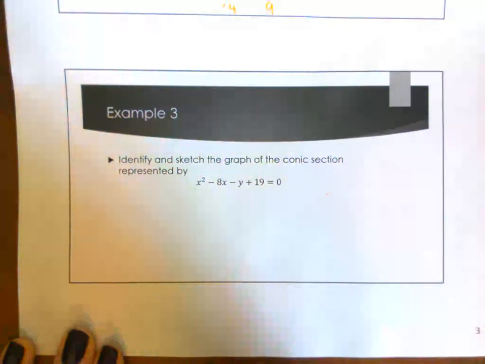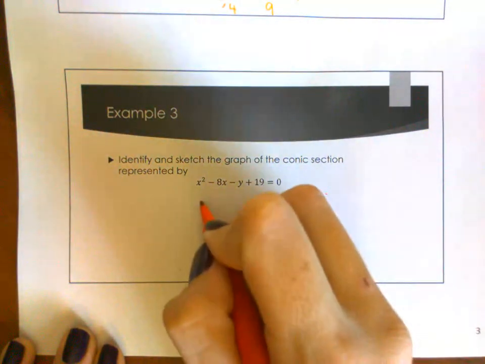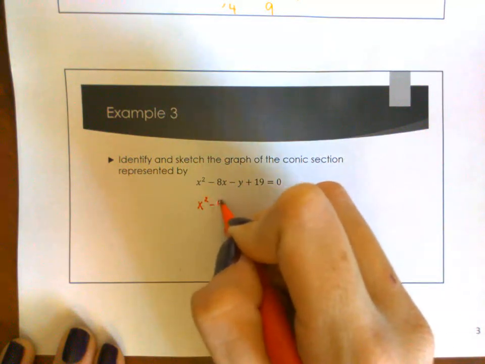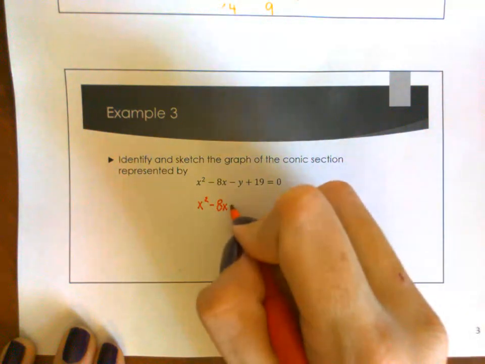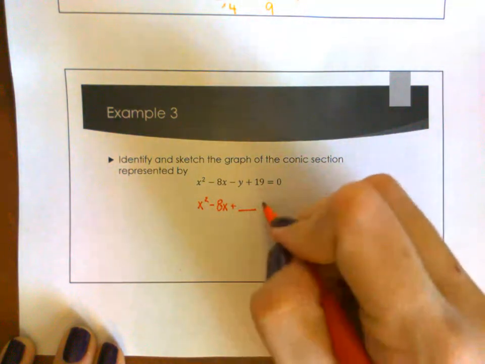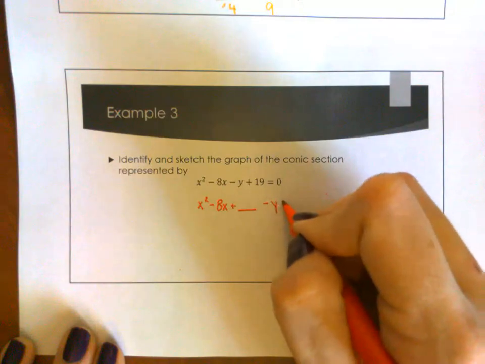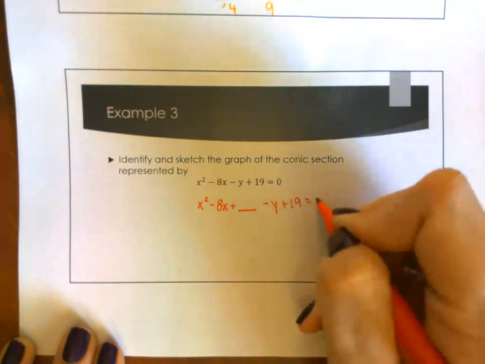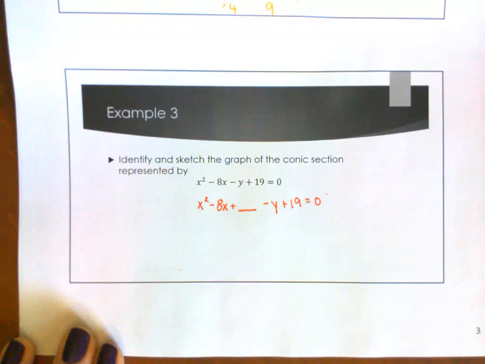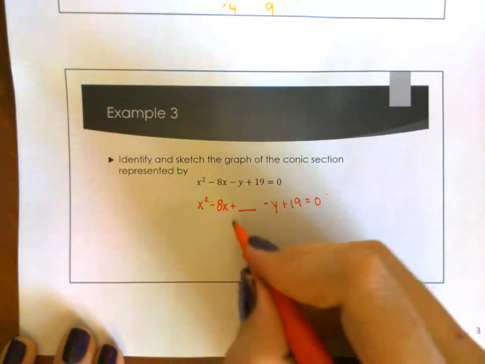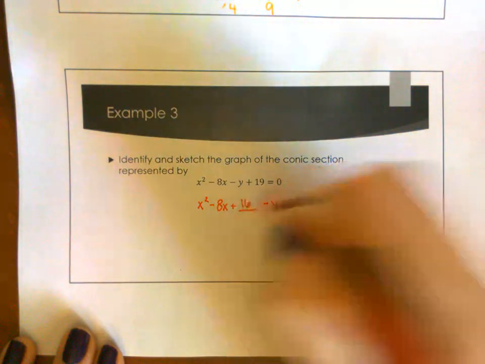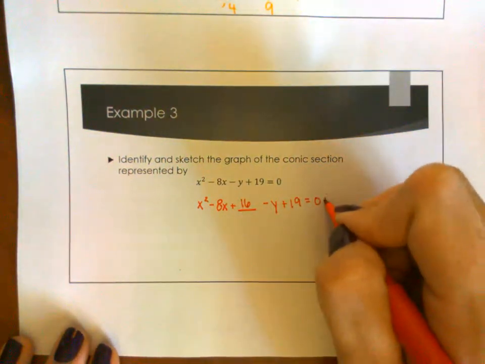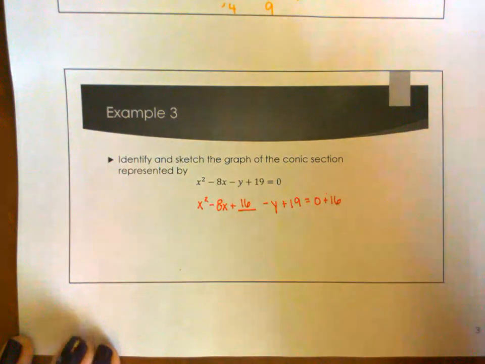So when I rewrite this one, it's going to look a little bit different. I'm going to write this as x squared minus 8x plus blank. I'm going to start with this, minus y and plus 19. We're just going to kind of keep everything right now. But I'm going to fill this in. I only need to complete the square for this one. When I complete the square, what do I get? I get 16. Half of 8 is 4. 4 squared is 16. But then I need to add 16 to the other side. Okay?